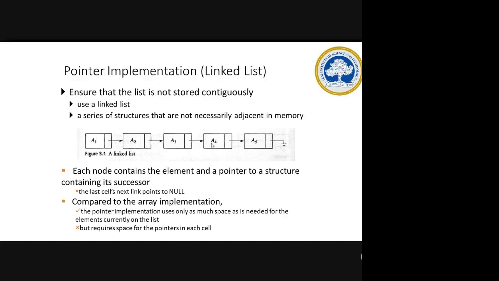It comes again. So A4, A5, and finally there is no more element apart from A5. So I'll mark it as null. That's all. So each node contains an element and a pointer. The element is the value, and a pointer to the next node. Or else you can call it a successor also, containing its successor's link. And the last link will always be null.